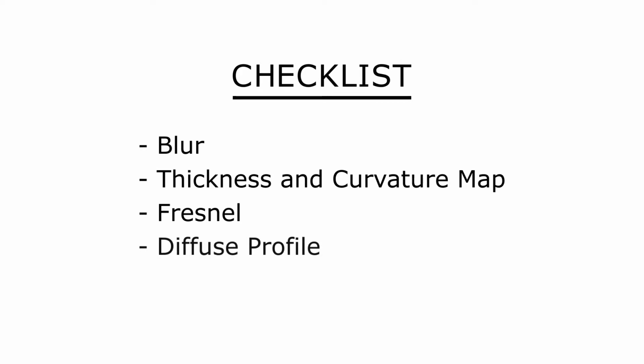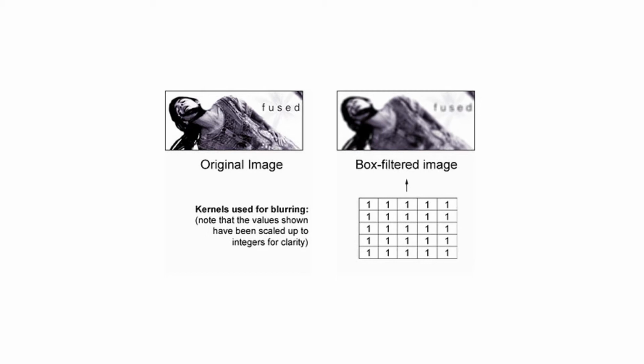So here is the checklist for what we're going to create today. We're going to need a blur to simulate light diffusing under skin. We need a thickness map and a curvature map to identify where scattering would appear. We need Fresnel for reflectance control. And we need a diffuse profile, which will be explained later on. Let's start with the blur.